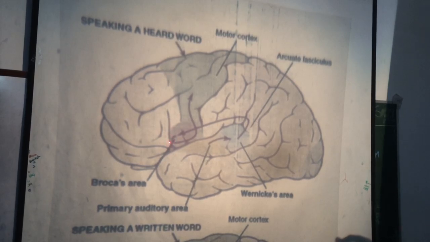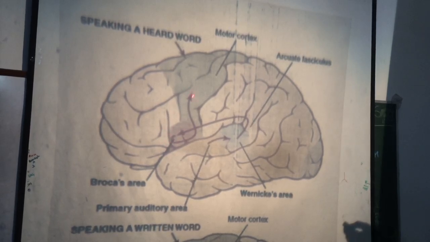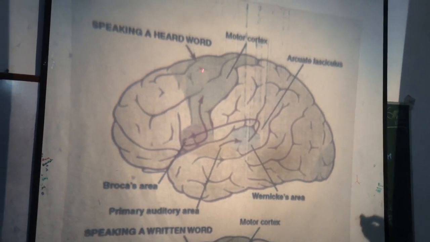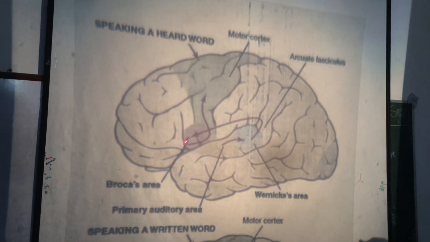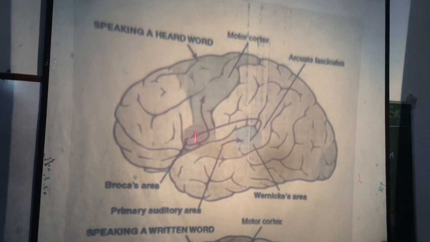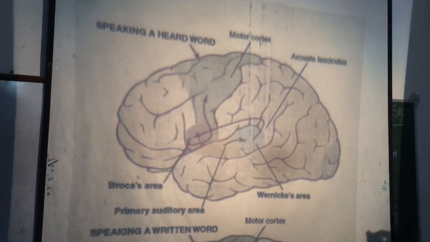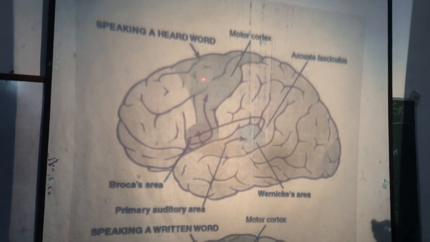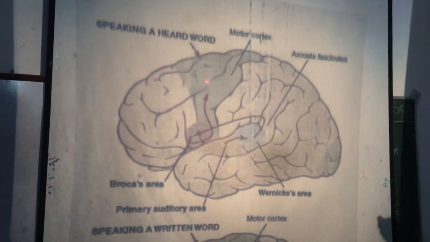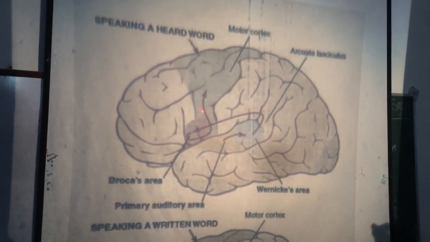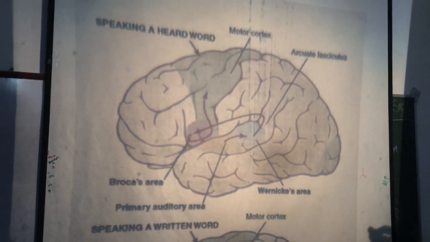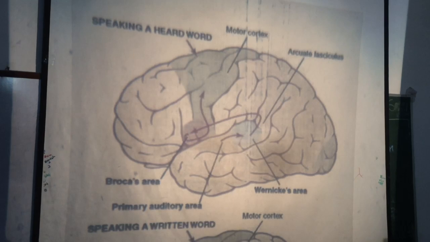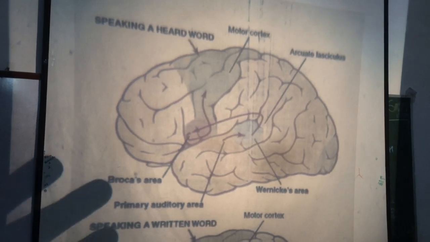From the Broca's area, signals go to the motor cortex to initiate contraction of the muscles of phonation and articulation. So this is the pathway for speaking a heard word.